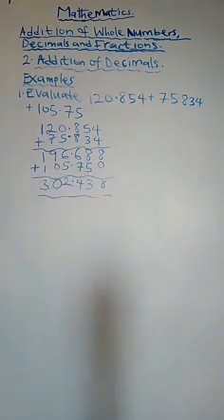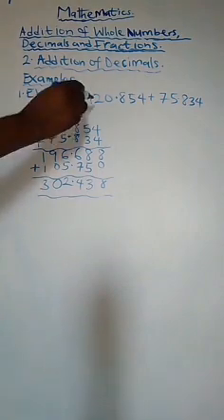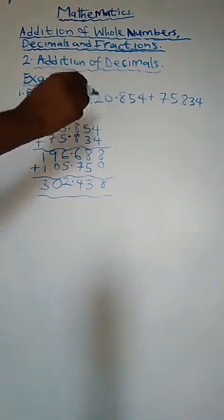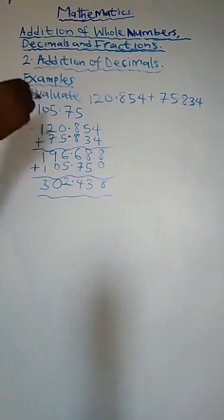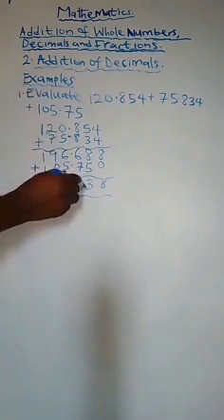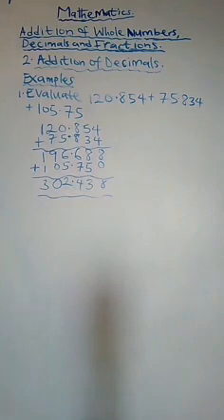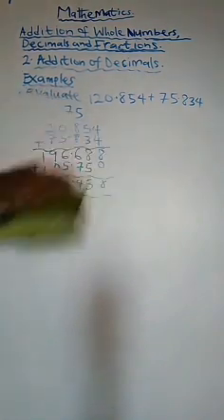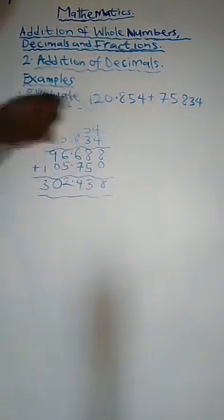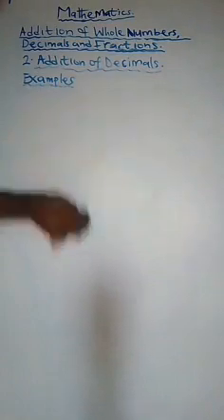So this is the final answer. Adding 120.854 to 75.834 to 105.75 will give me 302.438. So that is a very simple way to add decimals together in mathematics. Let's look at another example to understand the concept very well.